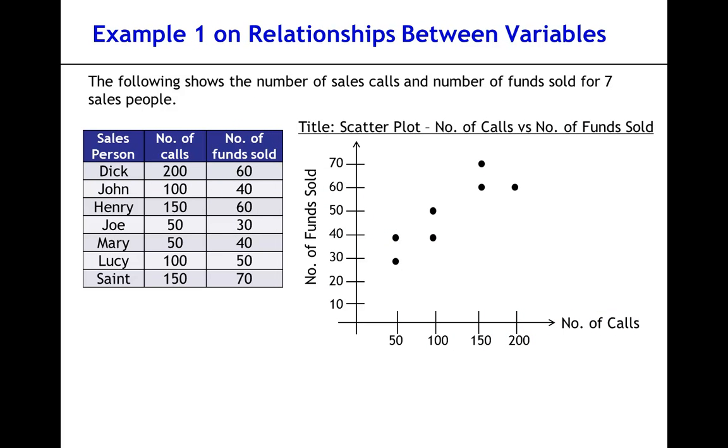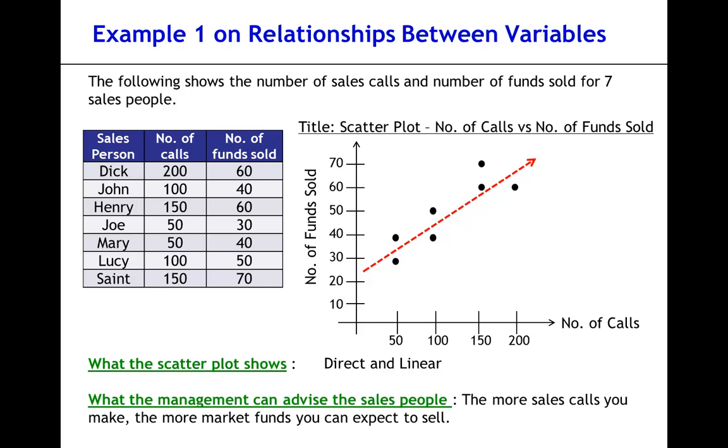In our earlier example, we had drawn the scatter plot. Can you identify any relationship from the scatter plot? Well, we can see that as x increases, y also increases. We can also draw this imaginary line through the points. Hence, this is a direct and linear relationship. Armed with this revelation, the management can probably show some concrete evidence and advise its salespeople that the more calls you make, the more funds you are likely to sell.